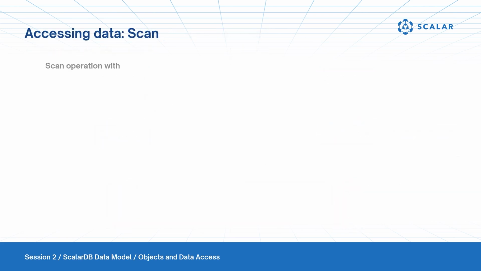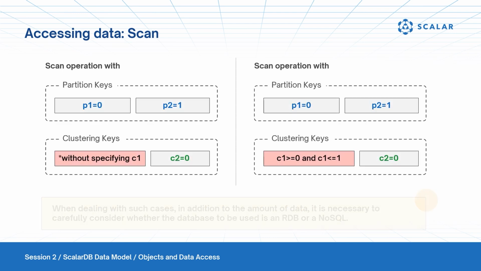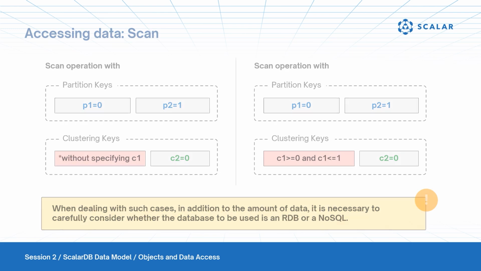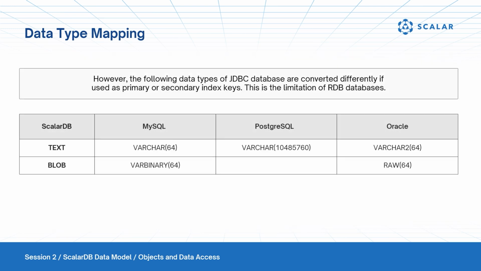As mentioned earlier, RDBs and NoSQL databases handle filtering differently. When dealing with such cases, we not only need to consider the amount of data, but also need to consider whether to use an RDB or a NoSQL database. The following table shows the supported data types in ScalarDB and their mapping to the data types in other databases. However, the following data types in JDBC databases are converted differently when they are used as a primary key or a secondary index. This is due to the limitations of relational databases.